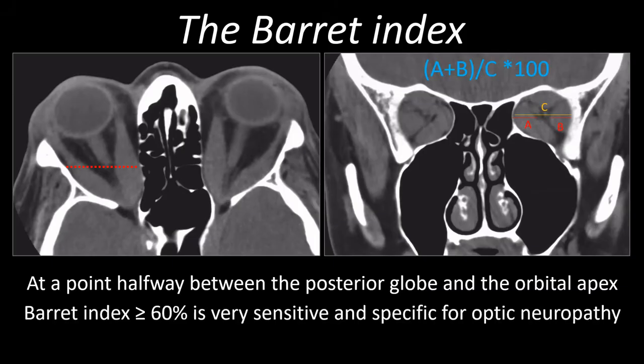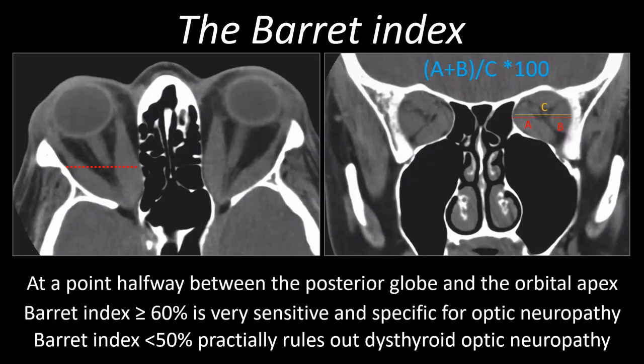And studies have shown that a Barrett index of 60% and higher is very sensitive and specific for optic neuropathy, while a Barrett index lower than 50% practically rules out thyroid eye disease related optic neuropathy. So this is a more quantitative way to estimate the risk for optic neuropathy and give a more quantitative estimate of the degree of apical crowding.